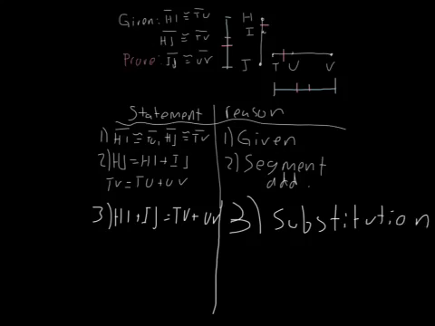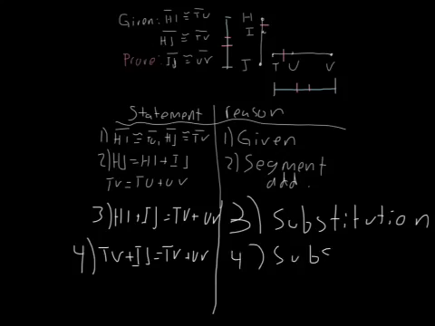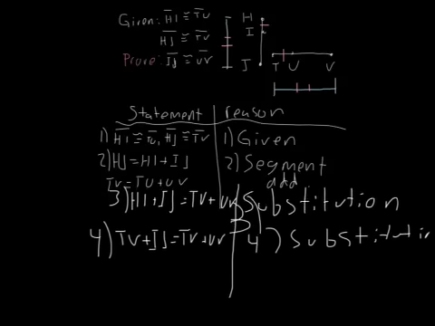Okay, let's see here. I'm trying to prove IJ equals UV. Well, I've got IJ here, I've got UV here, but I've also got this HI and this TU attached to it. Well, I know that HI is equal to TU, right? So let's put those together. Instead of HI, let's replace HI with this TU. So I'll say TU plus IJ is equal to TU plus UV. And I know that's going to be substitution again because I'm replacing that value.